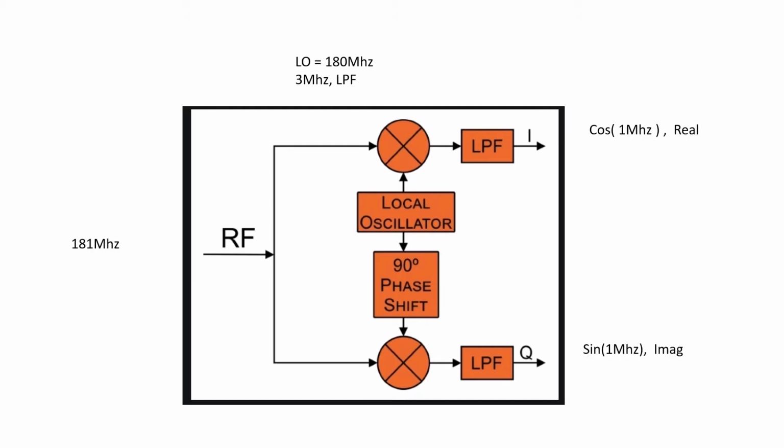All right, so now let's go through our example. 181 comes in. Again, the LO down here is set to 180 megahertz. So the I port will have the cosine of 1 megahertz. The Q port, we will have the sine of 1 megahertz. All right, so far so good. Now 179 comes in. The I port will be the cosine of 1 megahertz. The Q port will be the negative sine. So I think it's clear now that we have an ability to determine whether the input frequency is either above or below the LO.